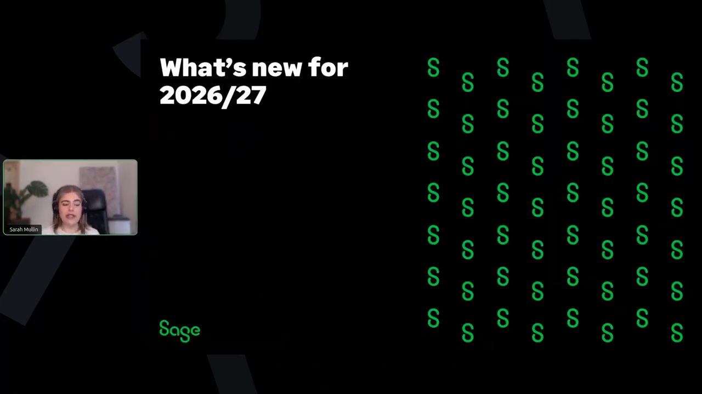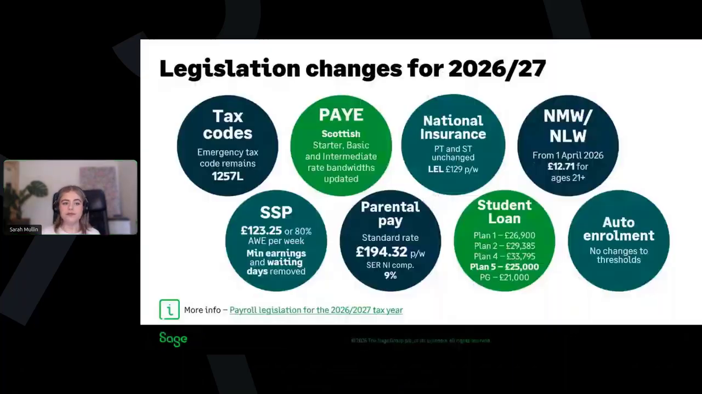So next thing I want to look at is what's new for 2026-27. This slide has all of the legislation changes on there. Now there are just a few that I want to draw a little bit of extra attention to. We have our national minimum and living wage has increased from the 1st of April to £12.71. And we did see that a little bit earlier when we processed our final weekly pay run. We did see the prompt to increase that.